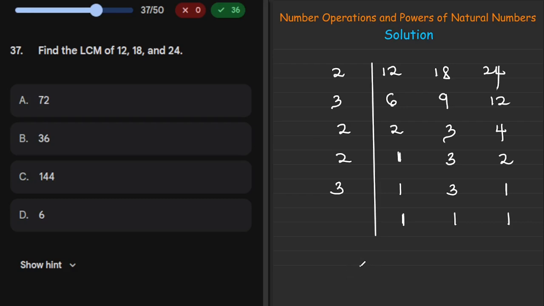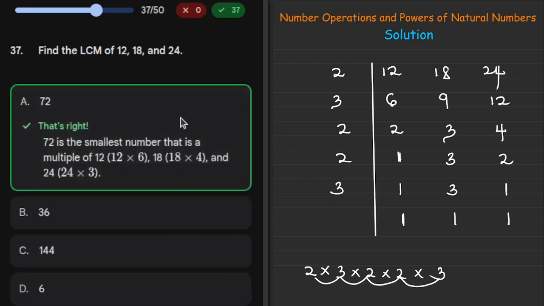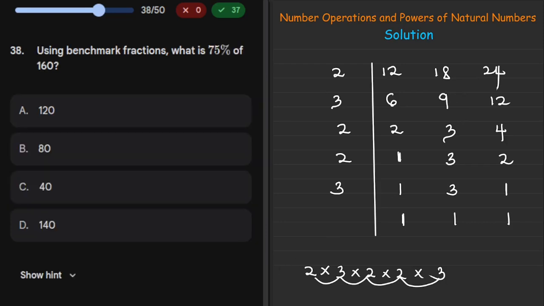So with that, we are going to multiply our 2 by 3 by 2 by 2, and then also by 3. 2 times 3 gives us 6. 6 times 2 gives us 12. 12 times 2 gives us 24. And then 24 times 3 gives us 72. So our 72 becomes the LCM of 12, 18, and 24. As simple as that. Question number 38.